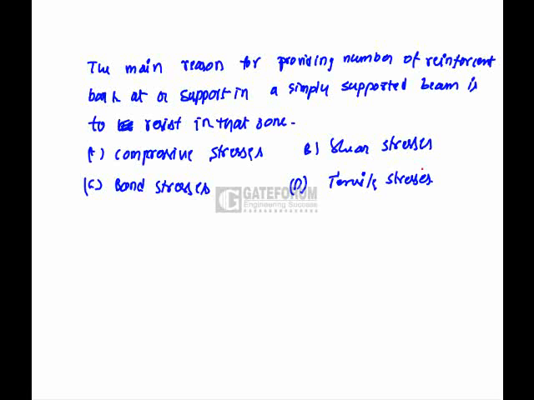The reason for providing a number of reinforcement bars at a support in a simply supported beam is to resist the stresses developed in the zone due to bond. So the reinforcement bars we are providing in a simply supported beam are to resist the bond stresses. So option C is correct.